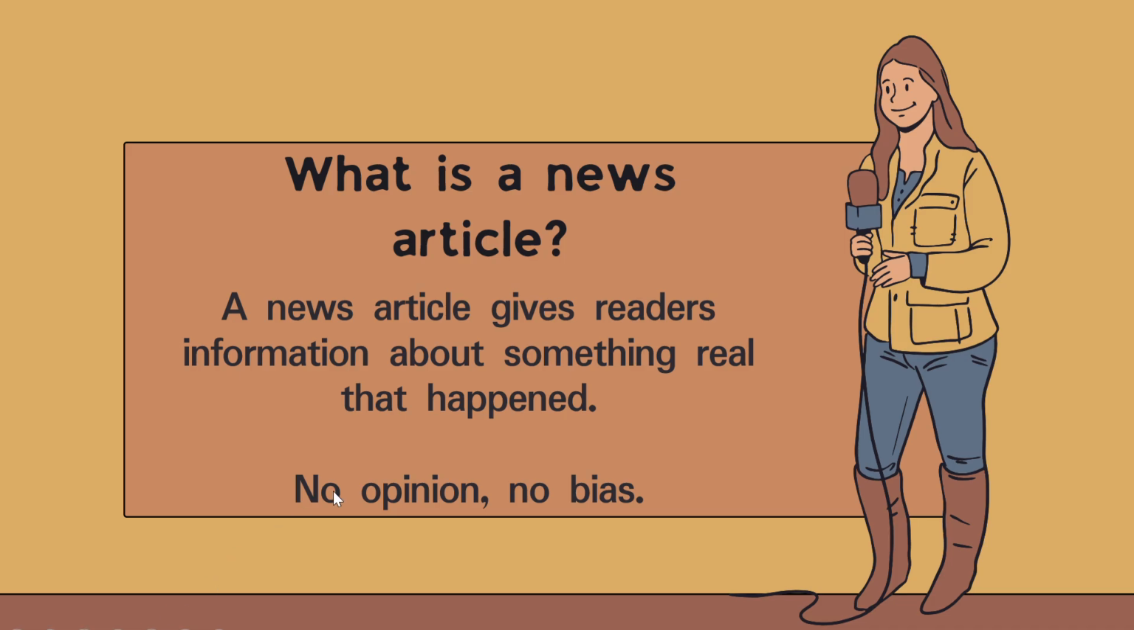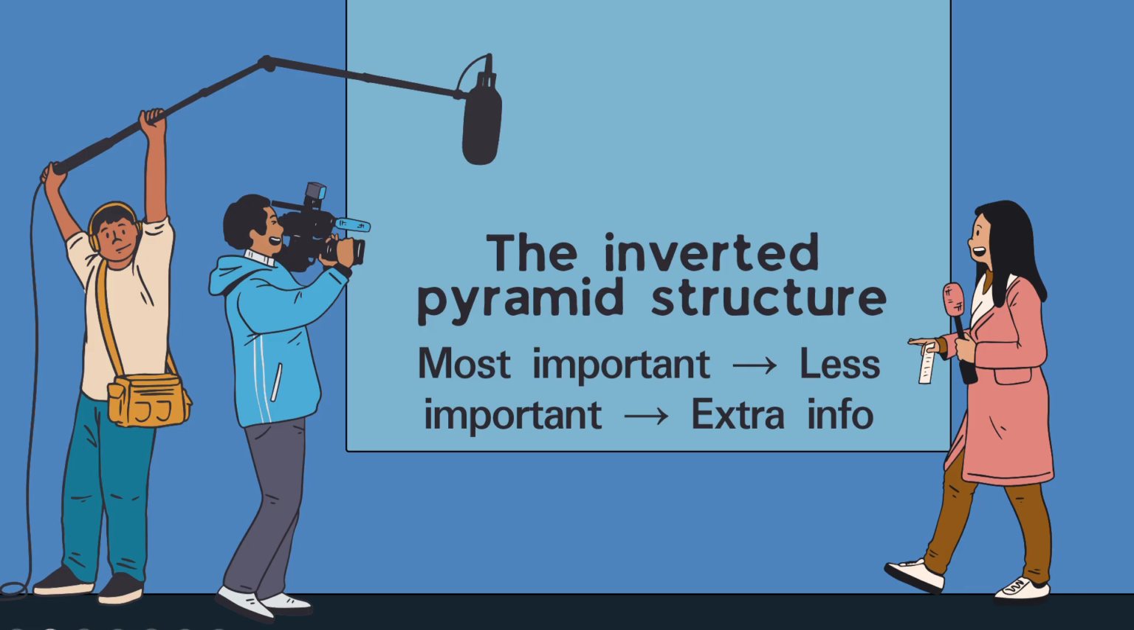Let's go to the first slide. What is a news article? All right, a news article gives readers information about something real that happened. So it could be a school event, a local incident, or something national. The goal is to report facts. That means no opinion, no bias.